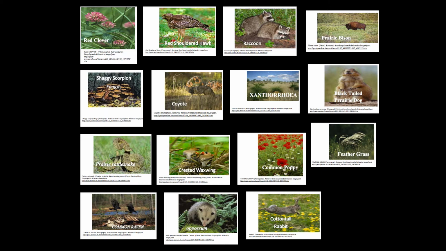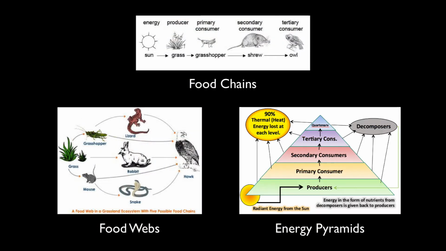Okay, so that should be fairly easy to figure out. You've got the red clover, the plants that start with an X, which I cannot pronounce, the feathergrass, and the common poppy. So when you start your food chain or your food web or your energy pyramid, you always start with a producer. So those are going to be our starting point because they are the source of energy for all of the other organisms, either directly if they're a primary consumer or indirectly if they are a secondary or tertiary or quaternary consumer.